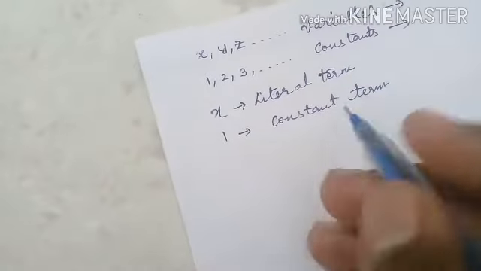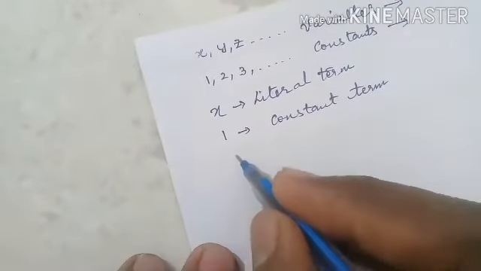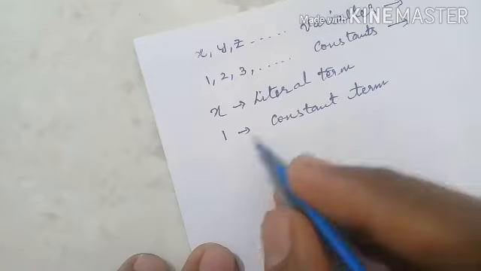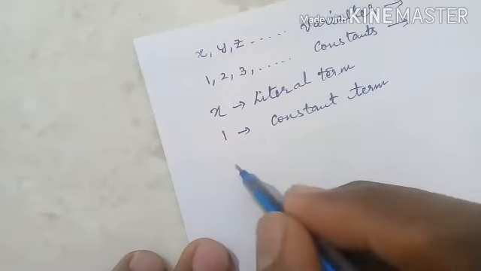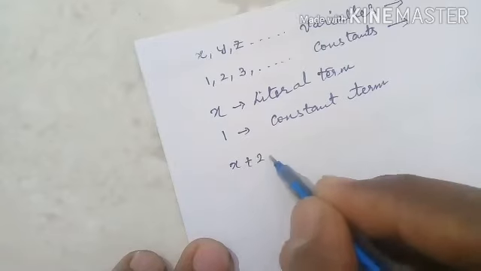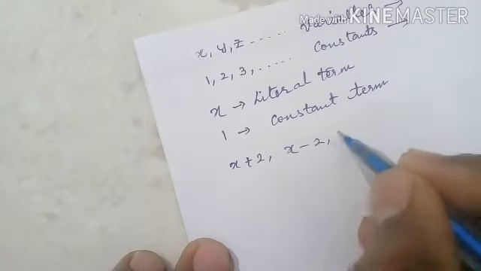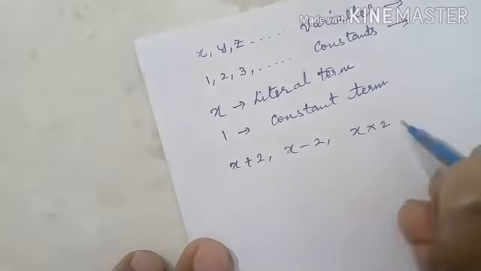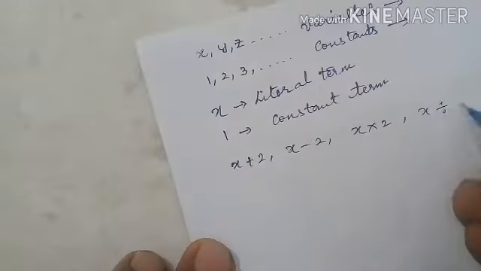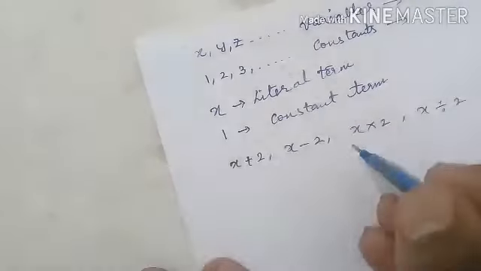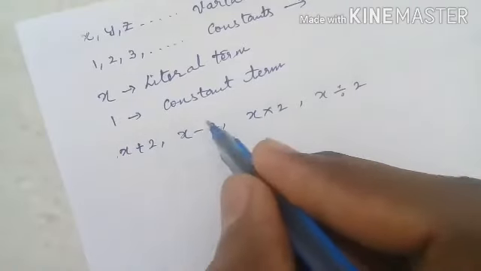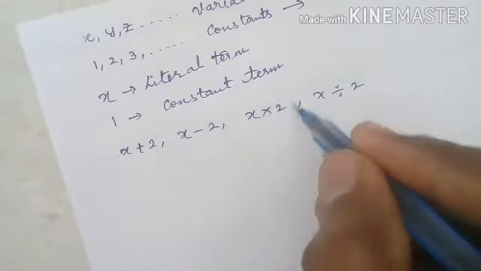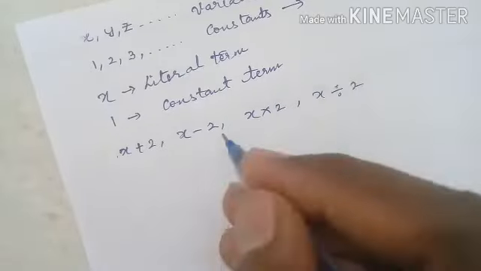Now let us see one expression. Expression means the combination of variable and constants. For example, x plus 2, x minus 2, x into 2, x divided by 2 are four different expressions. Now x plus 2 is called an expression, this is an expression, this is an expression, this is an expression.